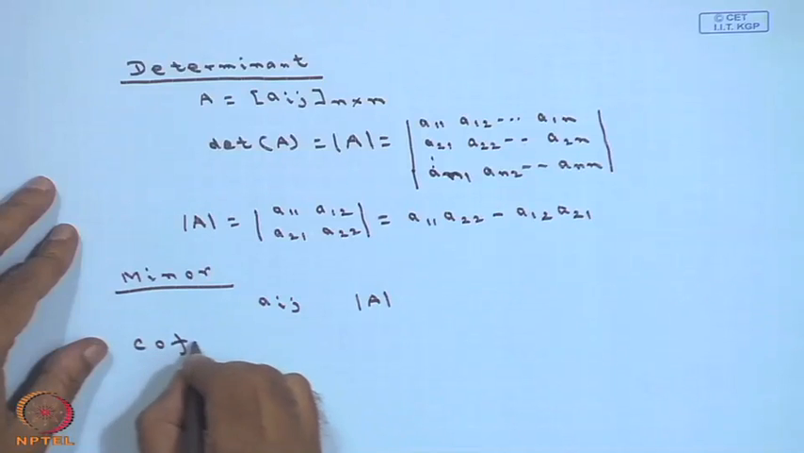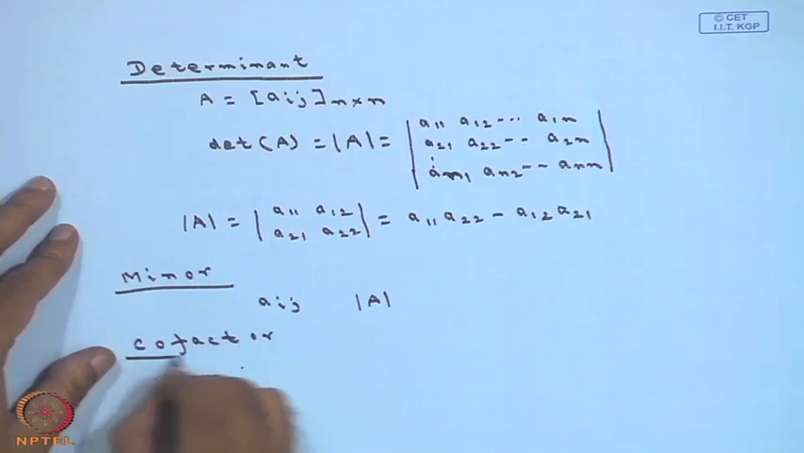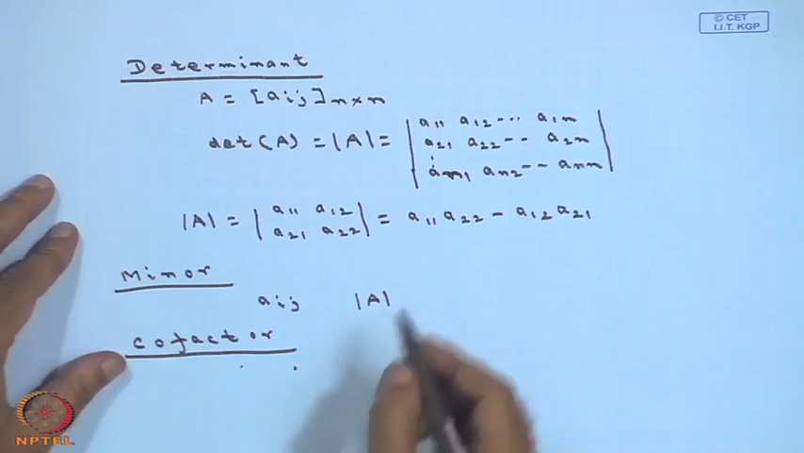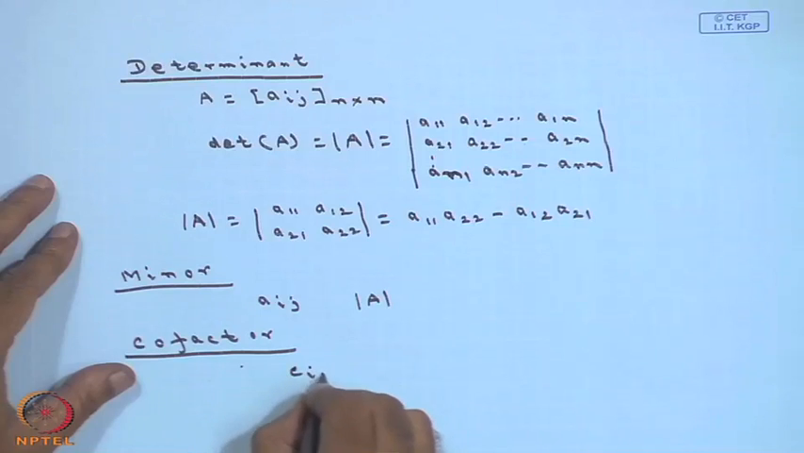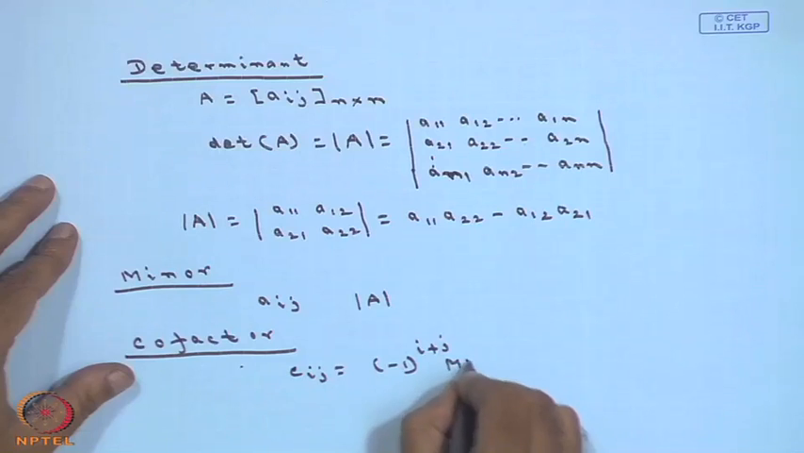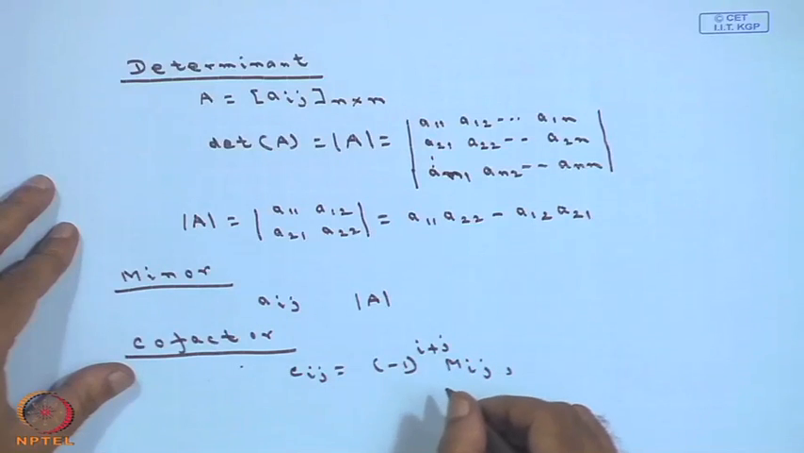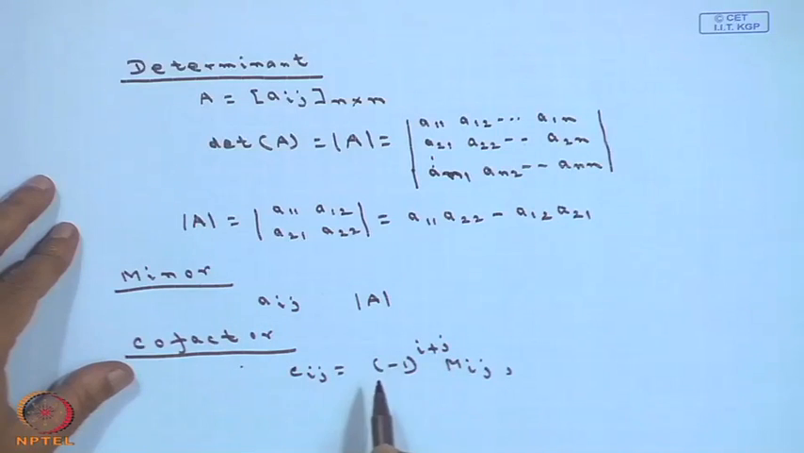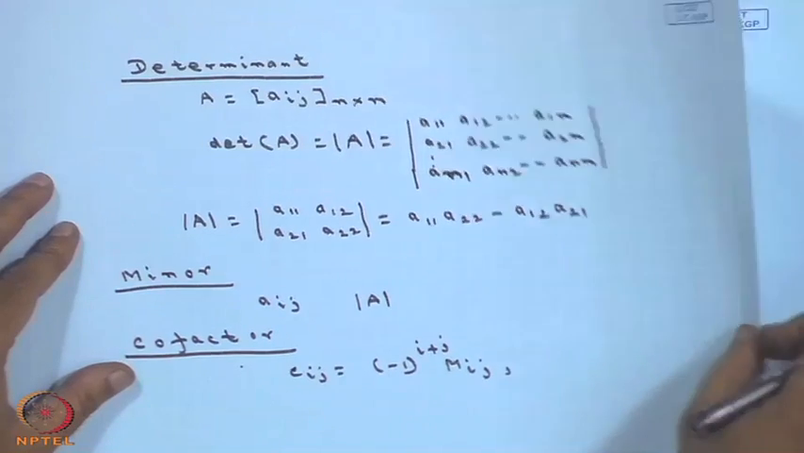The next term is cofactor. The cofactor of an element is defined as minus 1 to the power i plus j into Mij, where capital Mij is the minor of Aij. So, once I know the minor, I can find the cofactor of any element, that is the minor into minus 1 to the power i plus j.